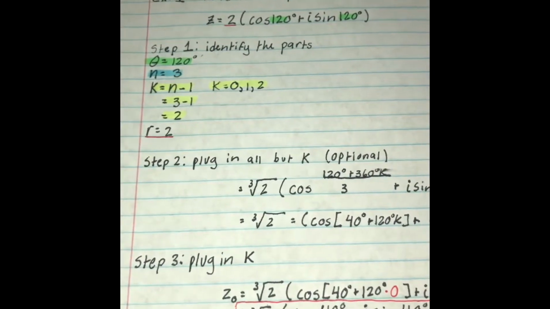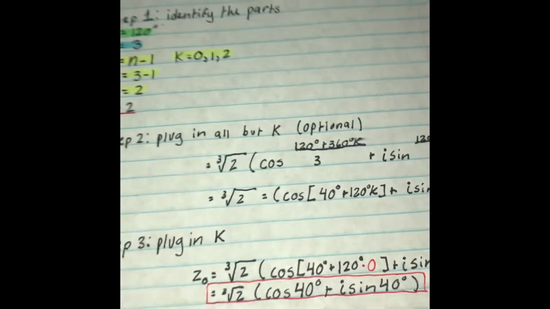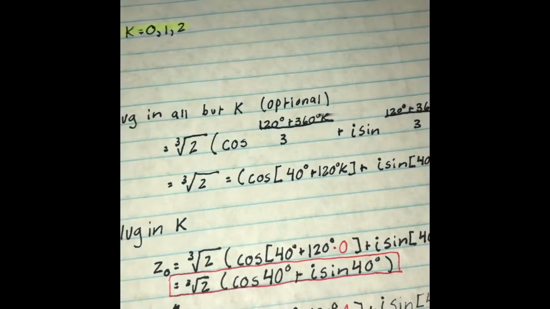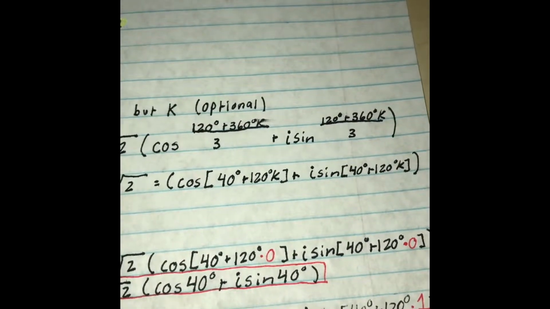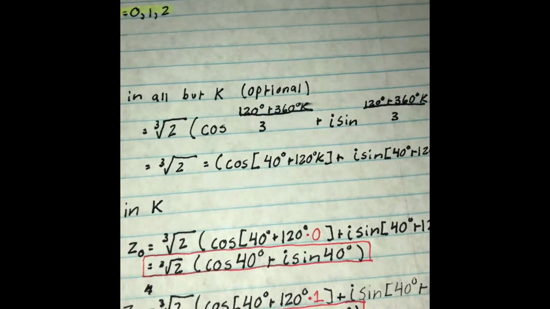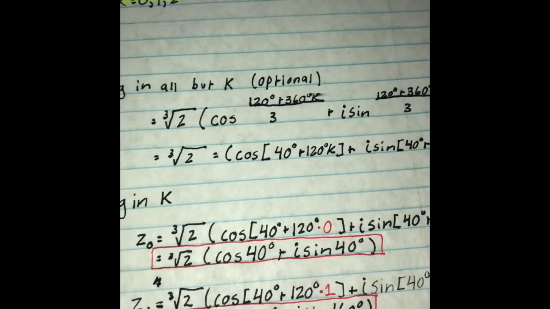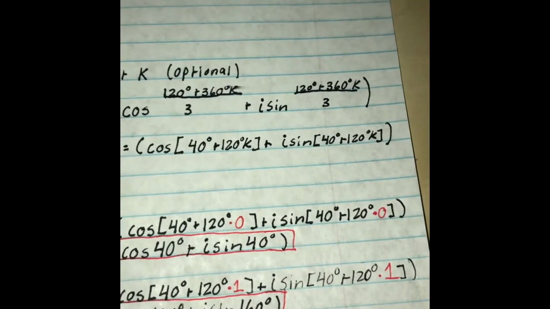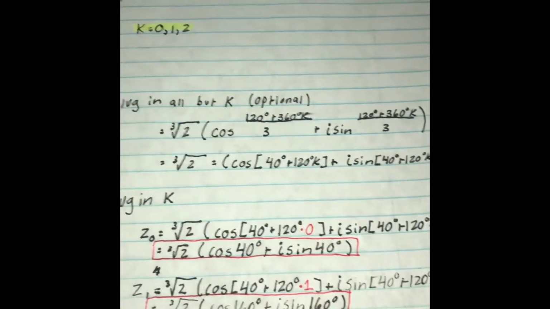Then for step 2, this is also optional. I just do this so it is an easier formula, you can simplify it, and it's just easier to do overall. So you're going to plug it in, so it's going to be the cube root of 2 times cosine of 120 plus 360 times k over 3 plus i sine of 120 plus 360 times k over 3. I just went ahead and simplified that, so it's going to give you the cube root of 2 times the cosine of 40 degrees plus 120k plus i sine of 40 plus 120k. And this is nice because it's like a carbon copy on each side.